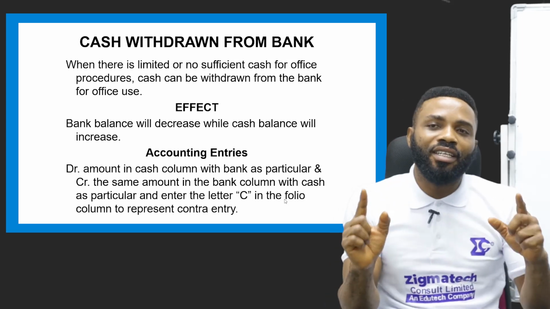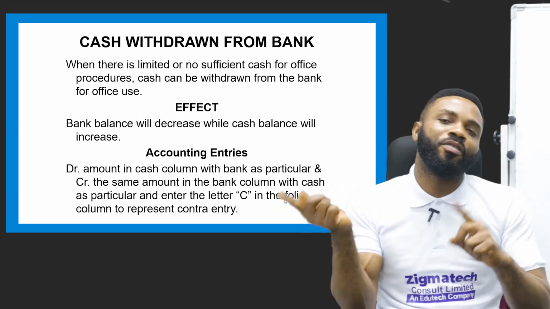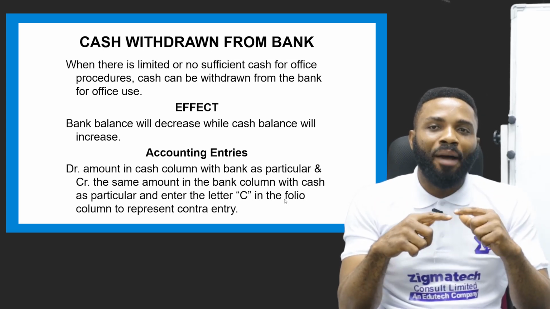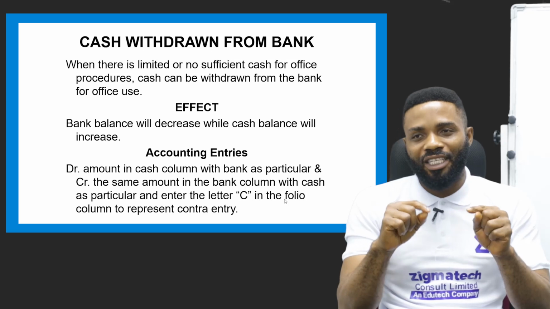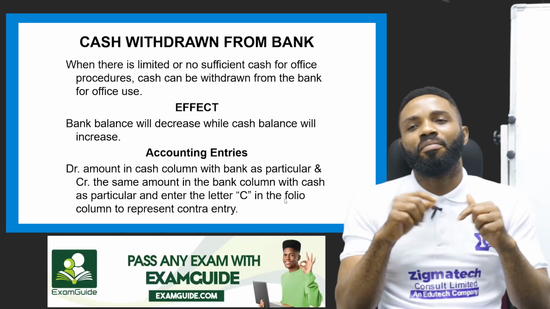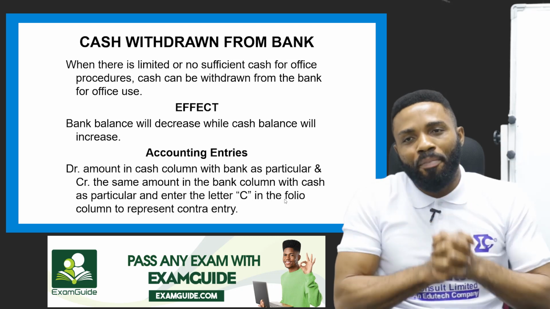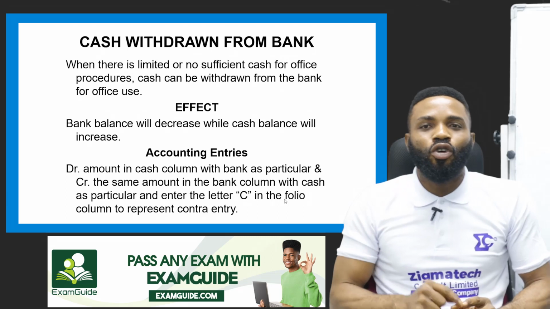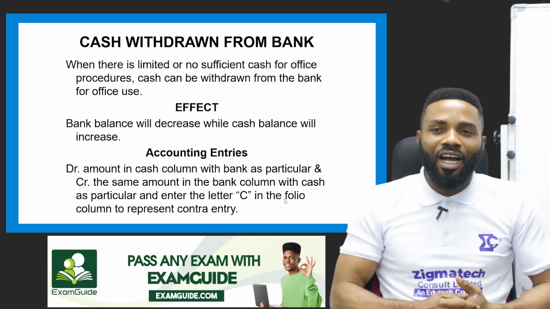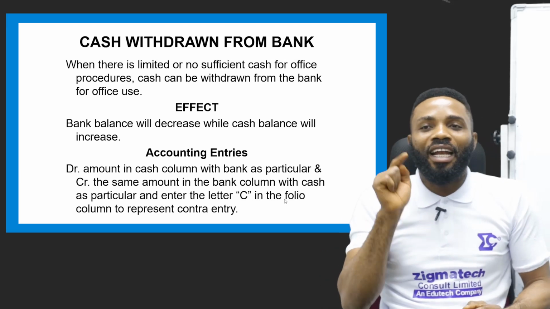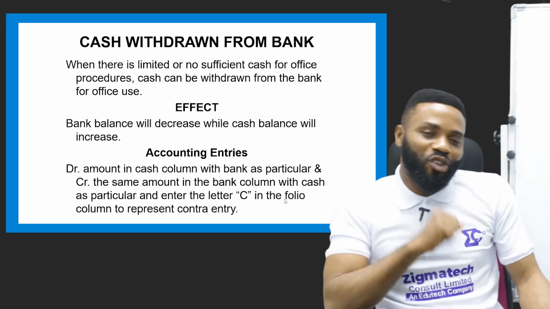Now the accounting entry is a direct opposite of the first instance. At this point, you debit the amount in the cash column with bank as particular and credit the same amount in the bank column with cash as particular. And then you write the letter C in the folio column to represent a contra entry. Any accountant that sees that C will know that the transaction is contra.